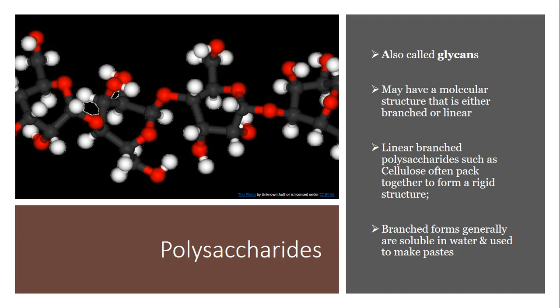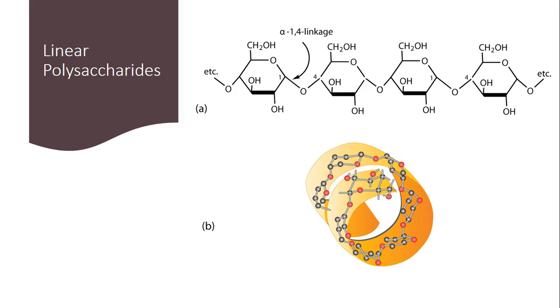So the linear polysaccharides include things like cellulose, which often pack together to form a rigid structure, and sometimes breaking down these structures can be difficult. And then when you have those branched forms of polysaccharides, these are mainly soluble in water, things like gum arabic, and they're mainly used as thickening agents to make things like pastes, etc. So let me just highlight in these next slides the differences between the linear and the branched polysaccharides.